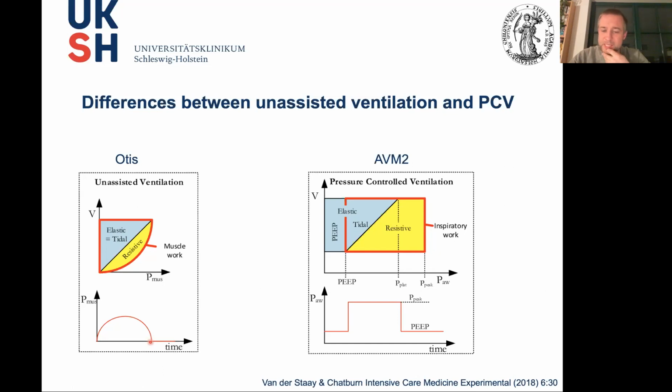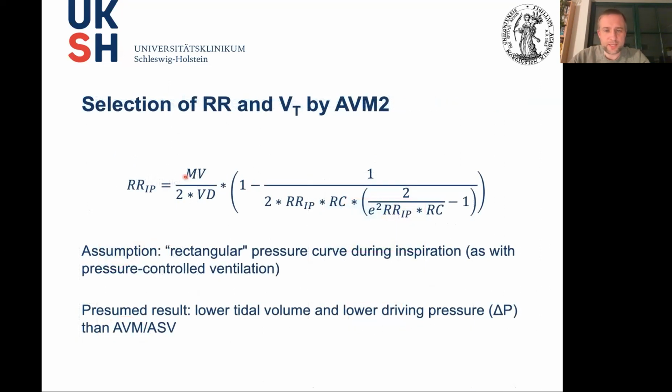So in 2018, van der Staaij and Chatburn published a new equation that is not based on the assumption of unassisted ventilation anymore, but instead of the assumption of a square wave pressure as it occurs during pressure-controlled ventilation. And this is what the equation looks like. Again, the variables that you need to know to calculate the optimal respiratory rate are the same as for Otis equation. You need to know the target minute ventilation, you need to know the dead space, and you need to know the respiratory time constant. And then this equation can be solved with some form of mathematical iteration that can be easily performed in a ventilator. And then it gives you a more or less optimal respiratory rate for the desired minute ventilation for a patient with a given respiratory time constant and a given dead space.